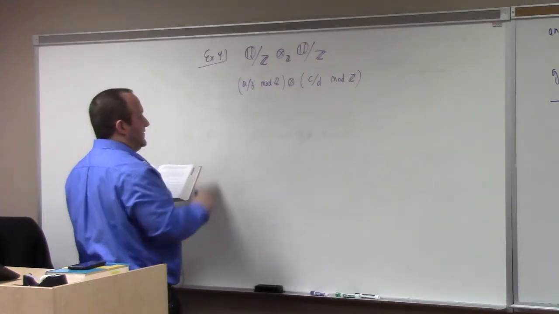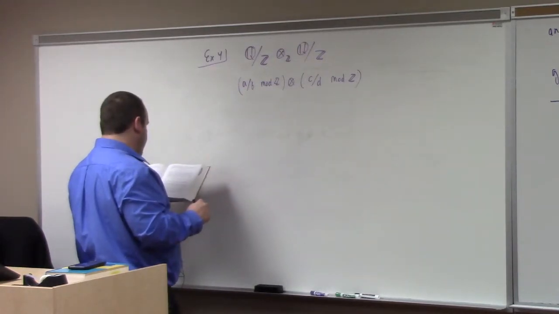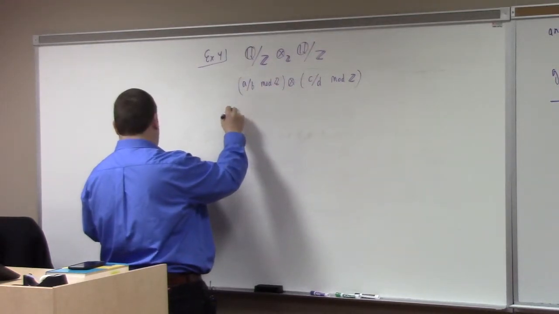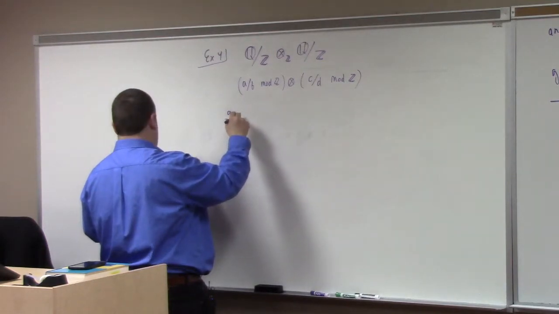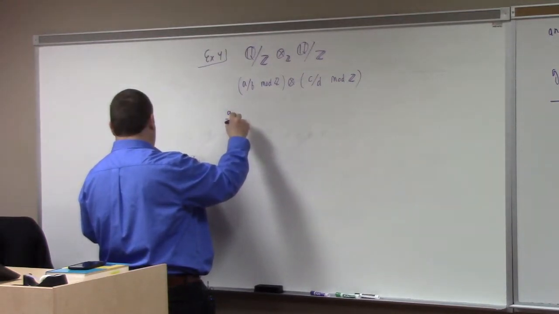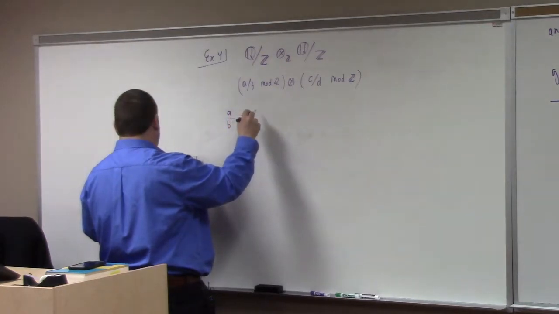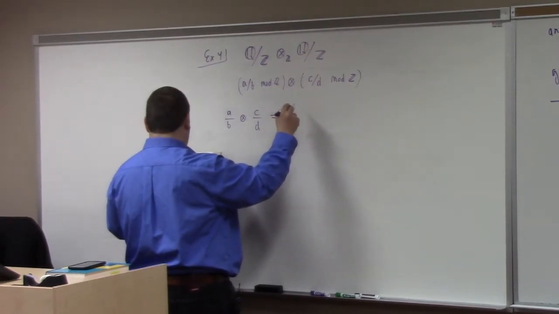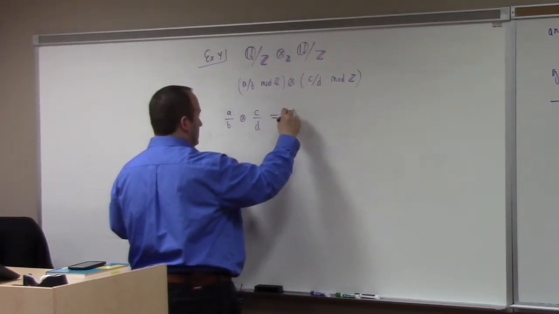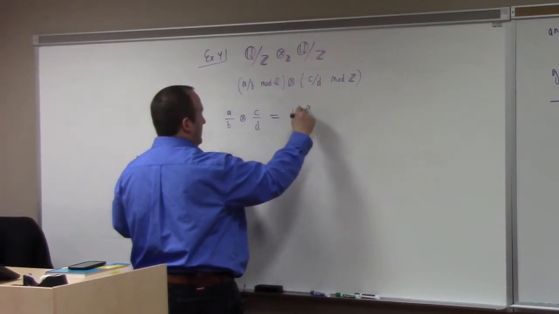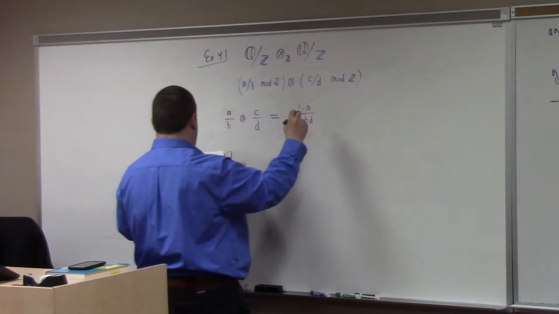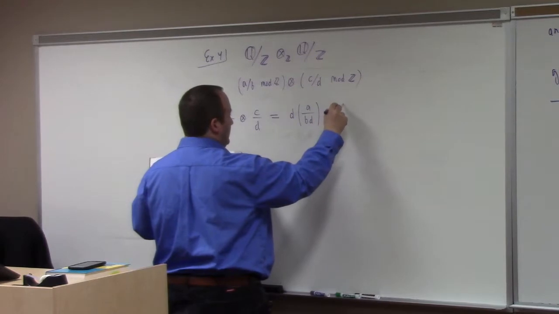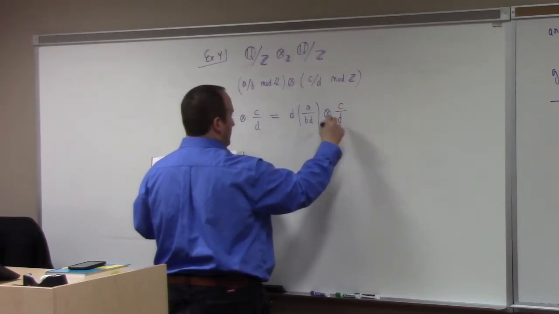This is for some rational numbers A over B, C over D, right? Here's the calculation he shows us. So we have A over B. If you don't mind, I'm just going to write A over B tensor C over D, and drop the mod Z because it's getting really old. Well, that's equal to D times A over BD tensor C over D.